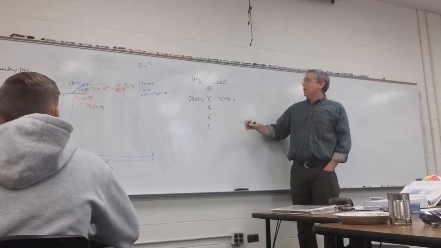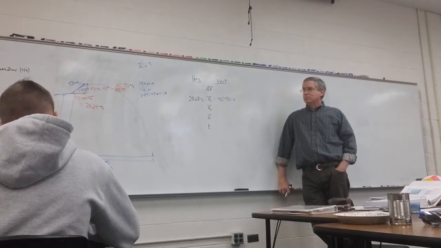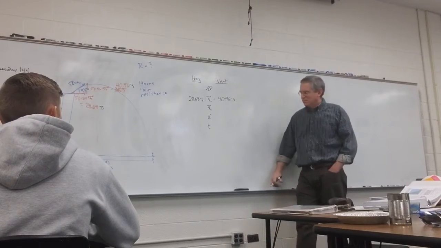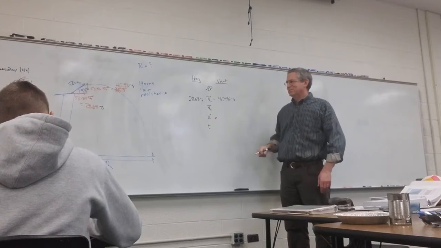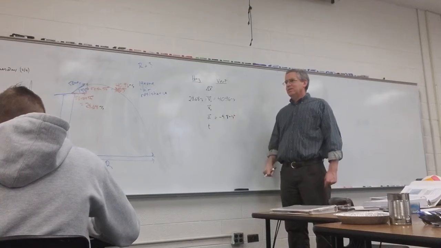All right, what else do we know? Acceleration is a downward force of 9.8 meters per second squared. Let's work on the language. Say it again. Acceleration is negative 9.8 meters per second squared. You said the acceleration is a force. Negative, why negative? Because it's going down and I like negative to be down.